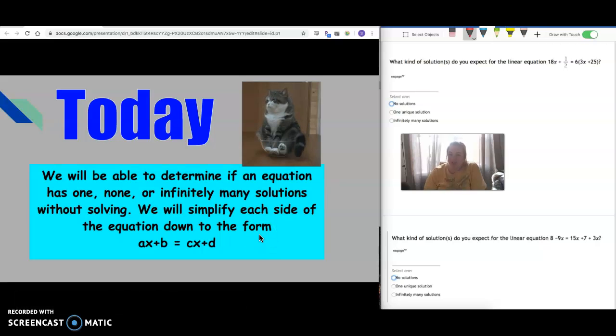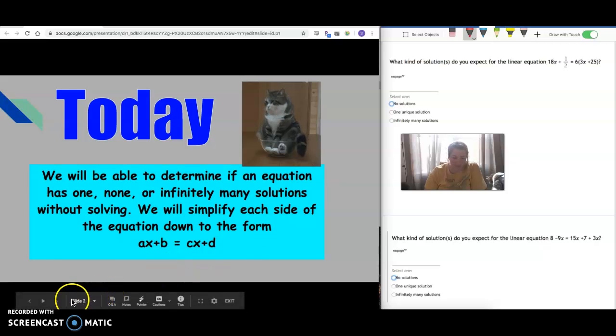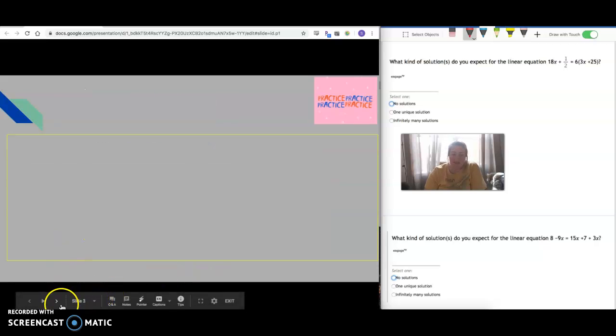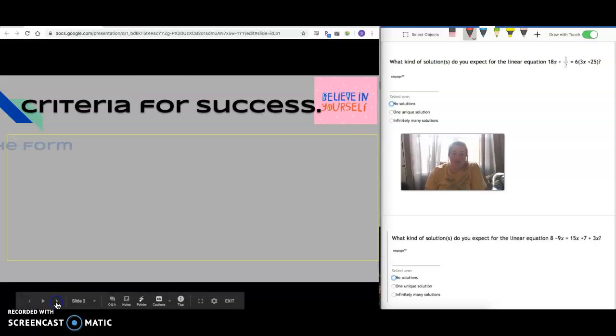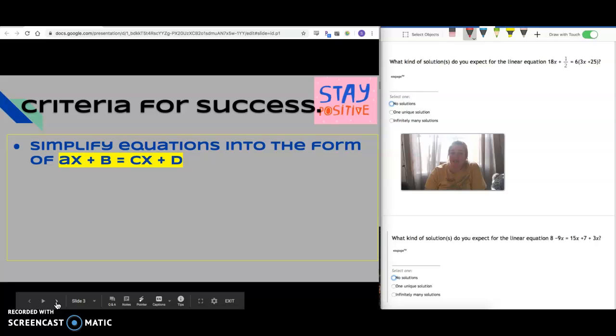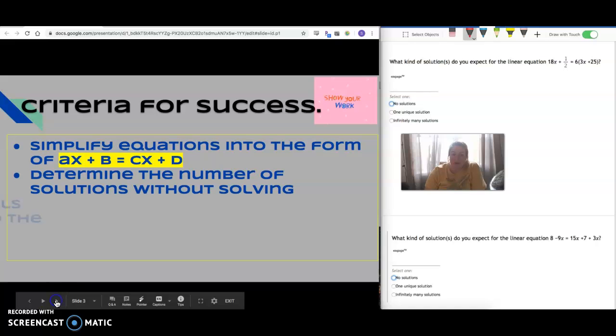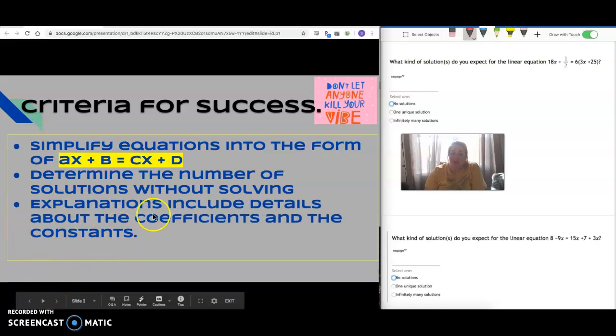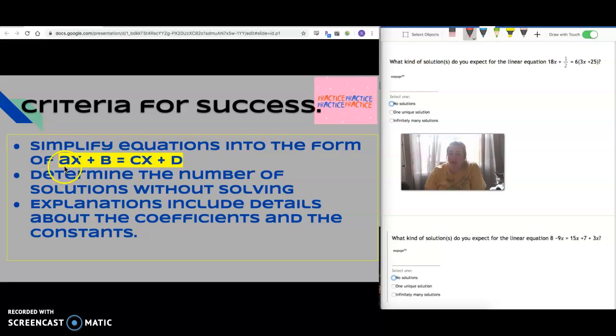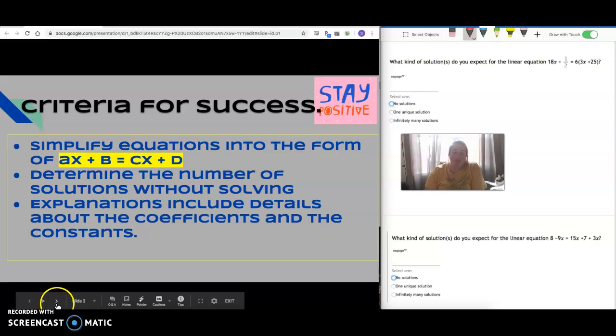Remember, when you're determining how many solutions there are, in 8th grade our choices are one, where x equals a number; none, where a equals b is never true; and infinite, where a equals a, which is always true. Our CFS for today is we are going to simplify down to ax plus b equals cx plus d. We're going to determine the number of solutions without solving, and then our explanations are going to include details referring back to the coefficient and the constant. To help you out with that, I made you a nice little helper sheet.